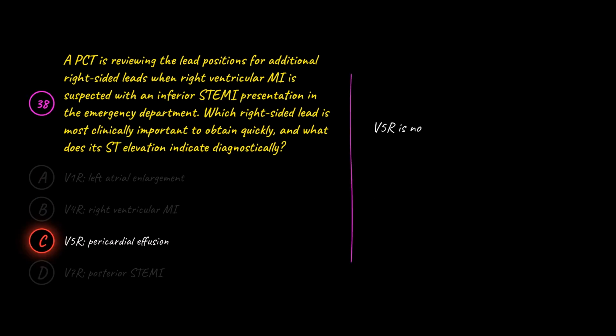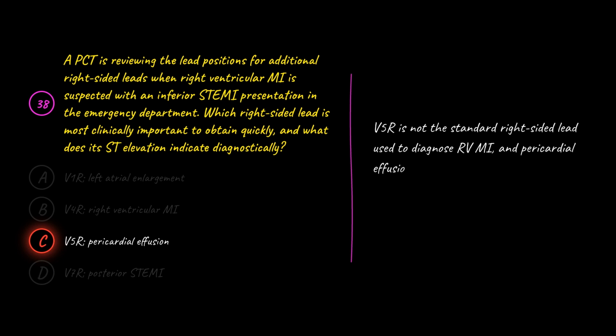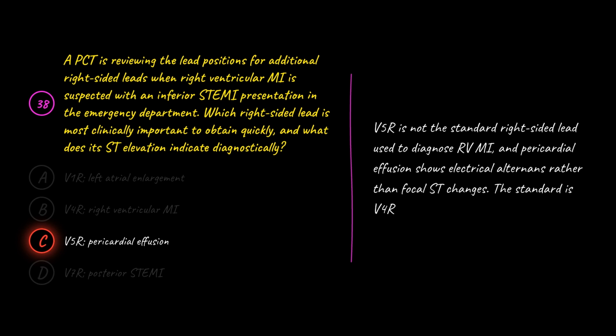C is wrong because V5R is not the standard right-sided lead used to diagnose RVMI, and pericardial effusion shows electrical alternans rather than focal ST changes. The standard is V4R, with V5R rarely tested or used.